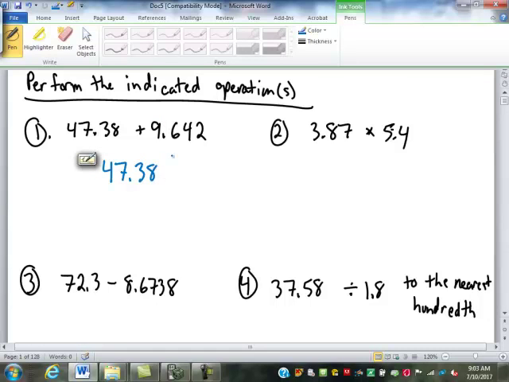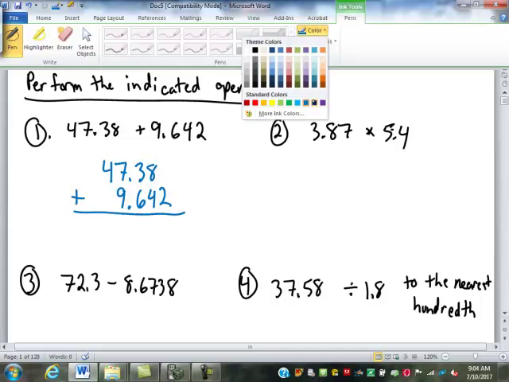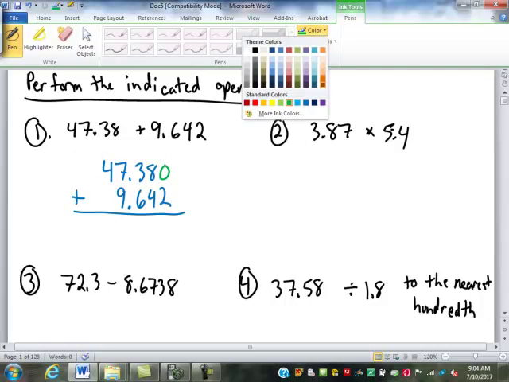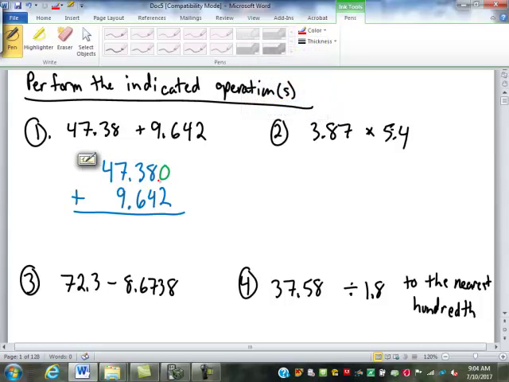So 47.38, the decimal point on the number below it has to be directly below that decimal point there. So 9.642. So my decimal points are lined up. Now I have to make sure I fill in that missing decimal place there so that everything is filled out. And now I can go ahead and start to add.